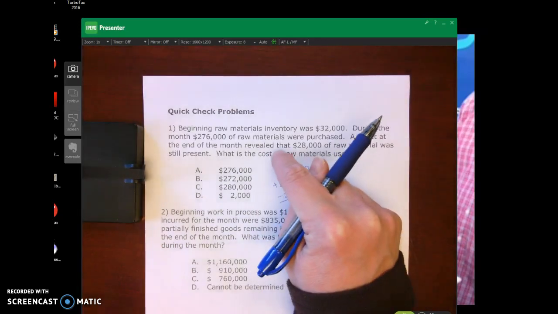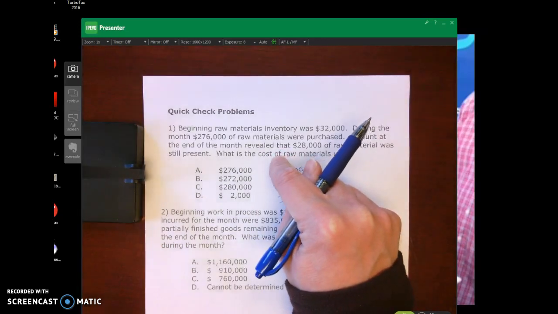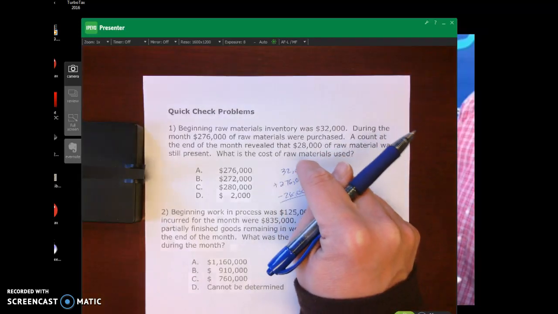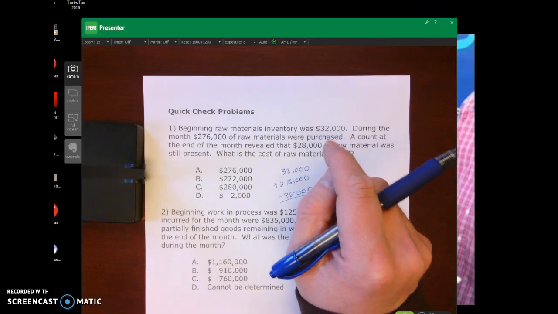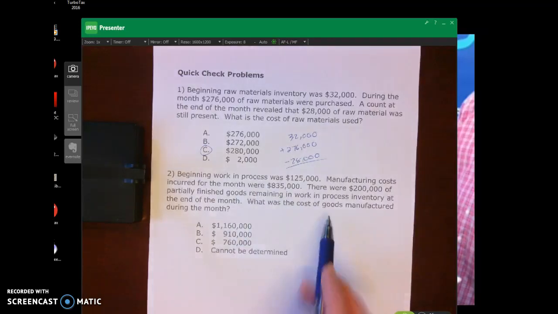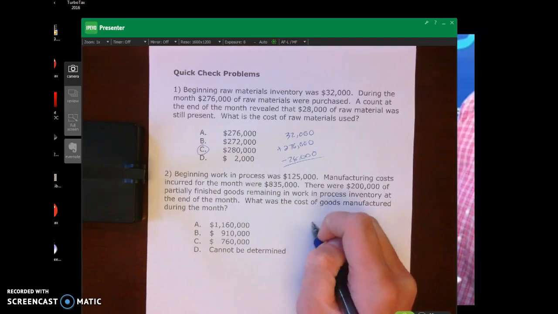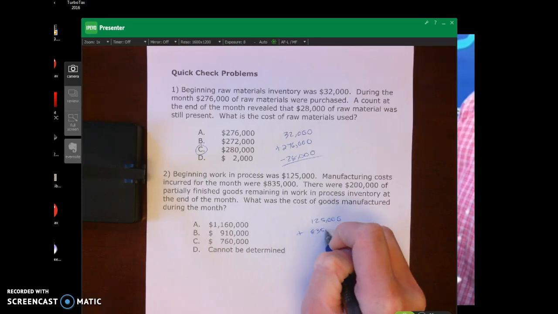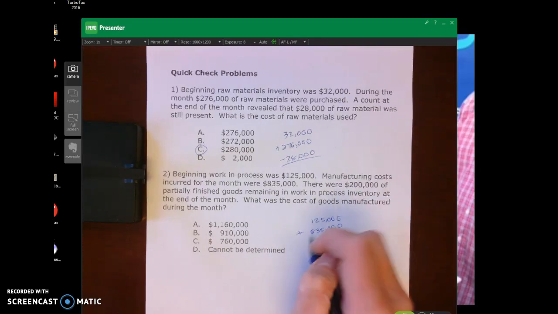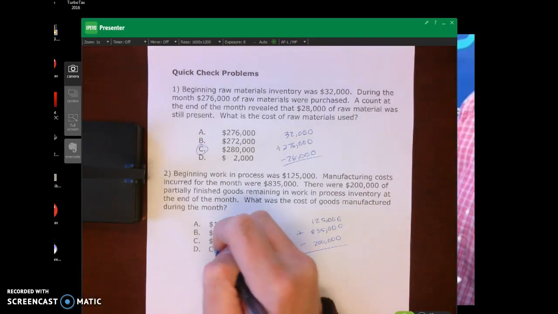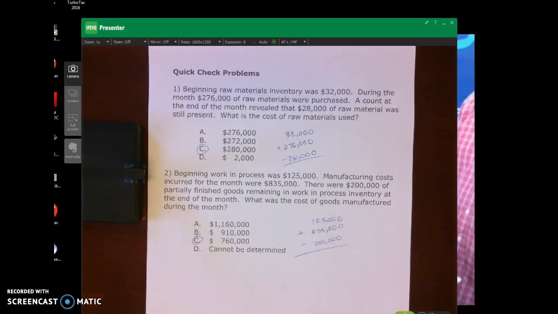And it's not the amount of materials purchased that goes into WIP. It's the cost of the materials used. It's not the cost of the materials purchased, but the cost of the materials used. So when you do the math, we get 280. Okay? This one is asking you to calculate cost of goods manufactured. So you take our beginning WIP of 125 plus our 835 additional costs minus the 200,000 of ending WIP. And when you do the math, you get C 760. Okay? And I hope you got those two right.